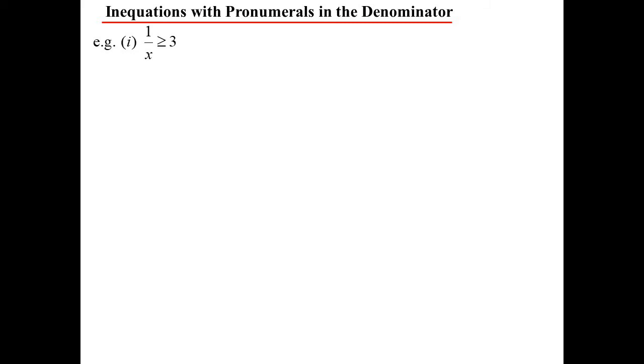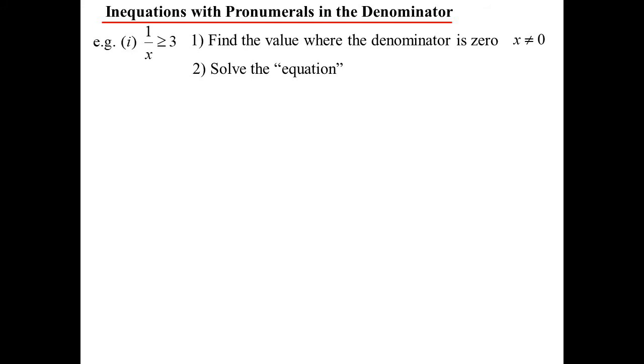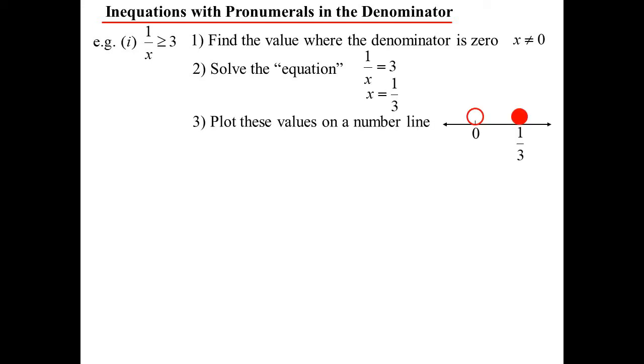First of all, what's causing us the problem? The problem is the bottom of the fraction. So let's find where the denominator is 0. Well, in this case, that's just x is 0. So I know x can't equal 0. Now I just solve it like it's an equation rather than an inequation. So 1 over x is equal to 3, x is a third. Okay, and then I just use my number line. Plot the 2 points. Now, a third is included because it's greater than or equal to. But 0 is not included because bottom of the fraction can't equal 0. I've just got to pick a point. If I picked negative 1, I'll get 1 on negative 1 is greater than or equal to 3.